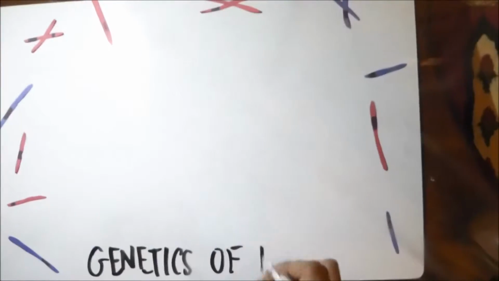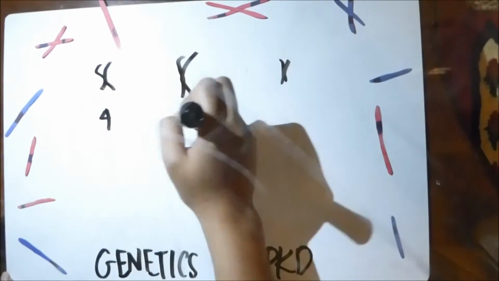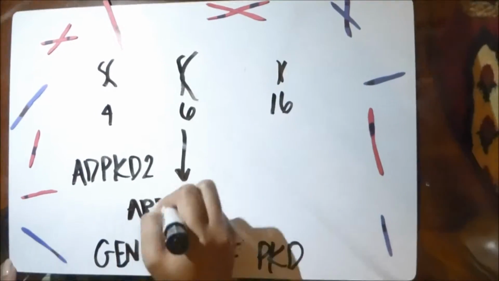For the genetics of polycystic kidney disease, it affects chromosomes 4, 6, or 16. These are the 3 affecting proteins that cause polycystic kidney disease.